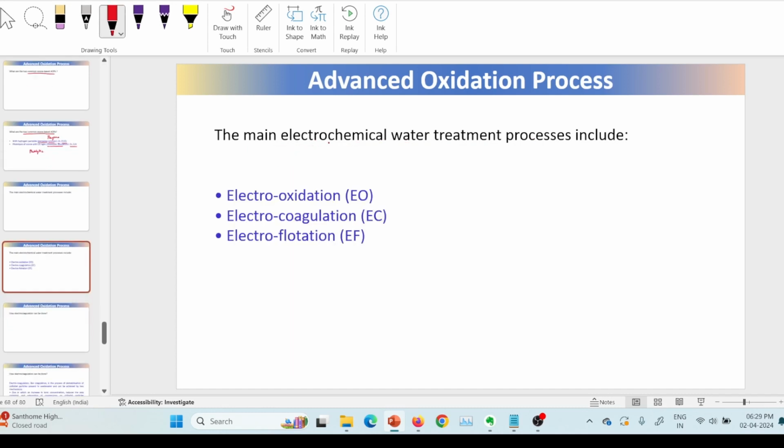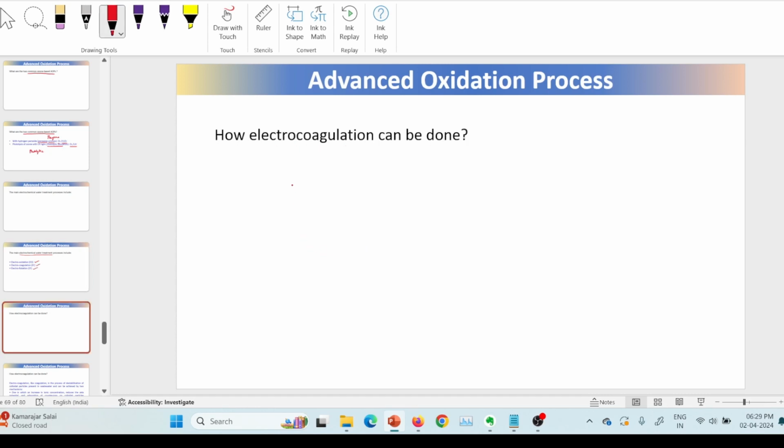The main electrochemical water treatment processes include electro-oxidation, electrocoagulation, and electroflotation. How can electrocoagulation be done?